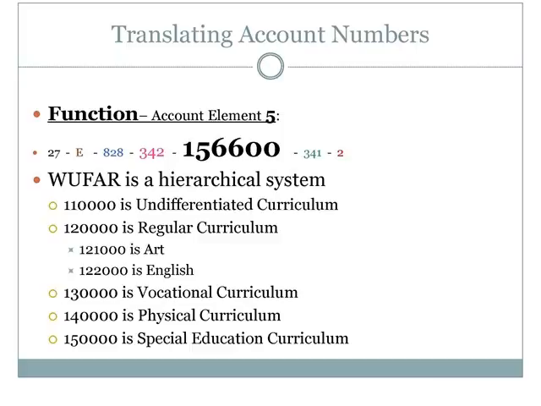Within the 120,000, it's further broken down into 121,000, meaning art, 122,000, meaning English. What many people don't realize is that that actually is an alphabetical breakout within the regular curriculum. So art and English begin 121 and 122,000, followed by 123, foreign language.